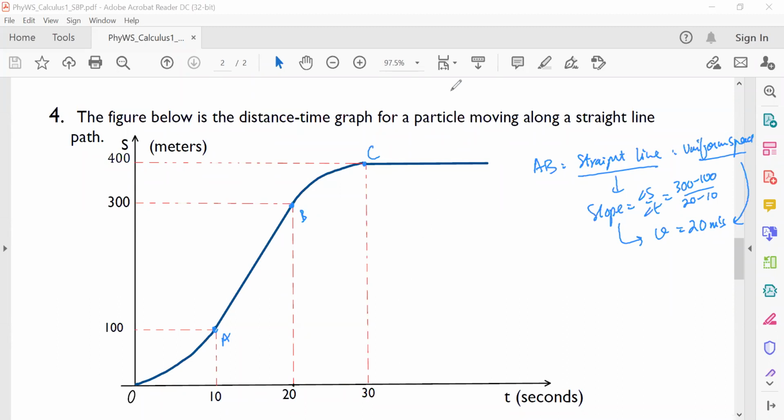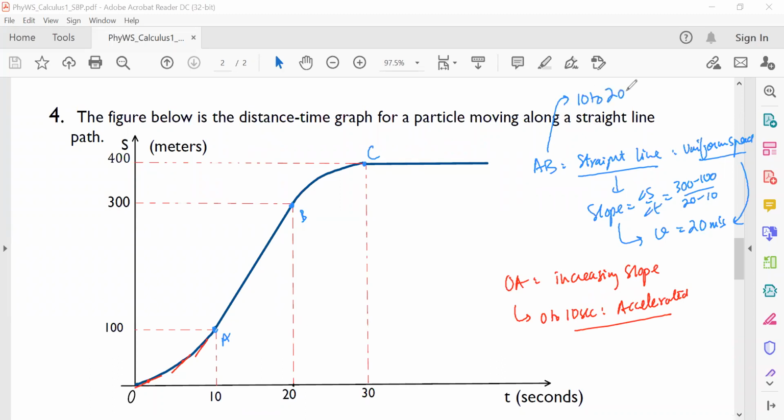But at the same time, if you observe from 0 to A, what is happening? If the slope was like this here, by the time you come here, the slope is like this. By the time you come here, the slope is like this. So from 0 to A, we have increasing slope. That means from 0 to 10 seconds, it is accelerated motion, whereas this was showing us that from 10 to 20 seconds, it is uniform motion.